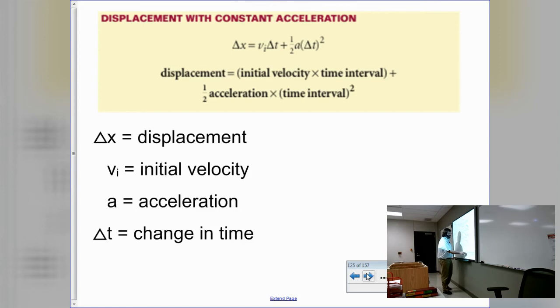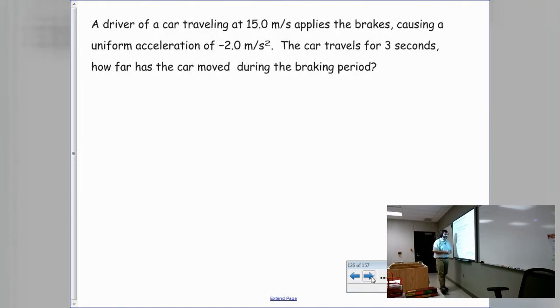I've got that nicely written on our next slide. The displacement is equal to our initial velocity times our time interval plus half a t squared, half of our acceleration times time interval squared. Let's put this to practice in a practice problem.